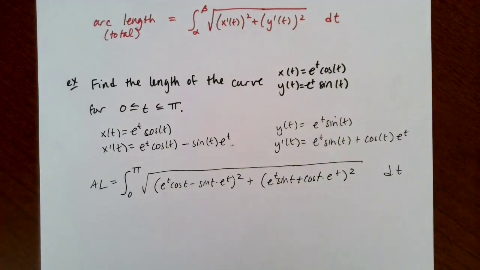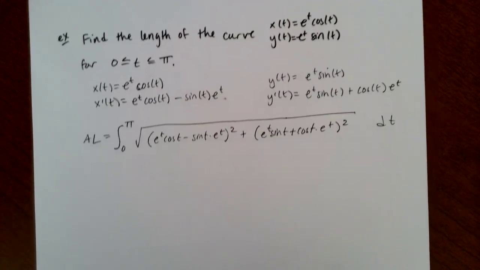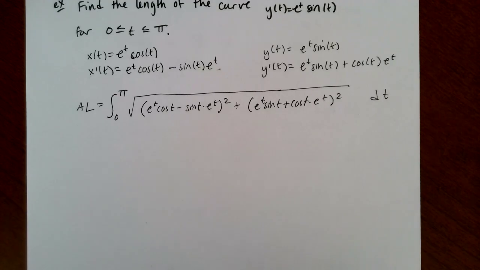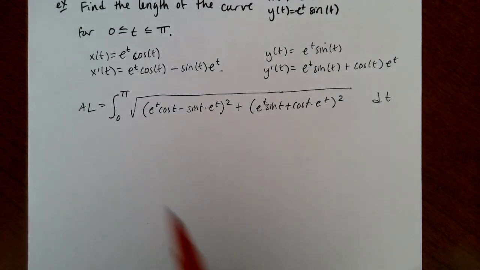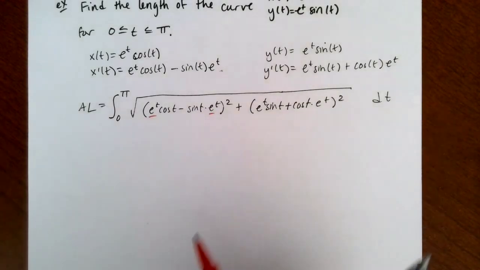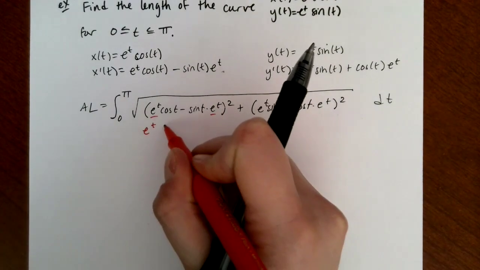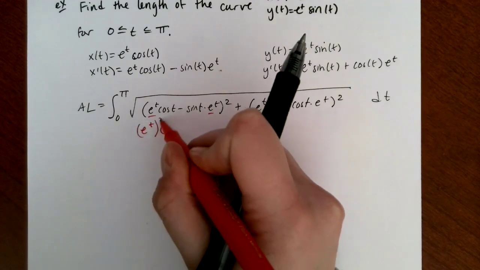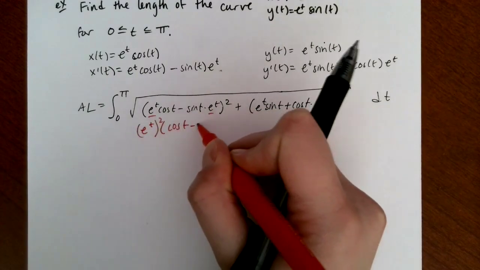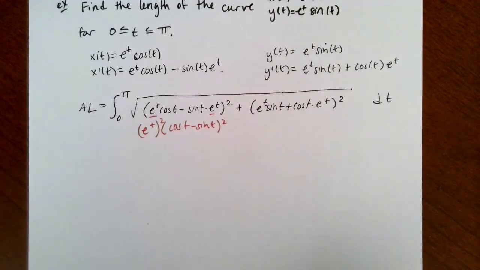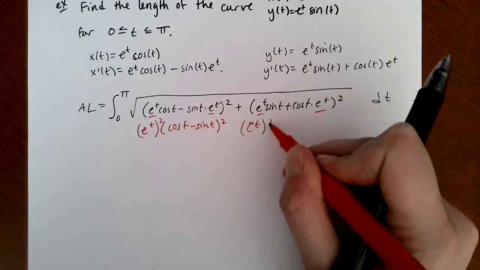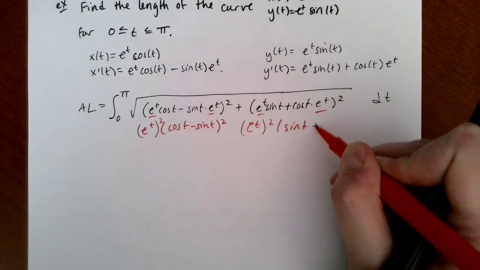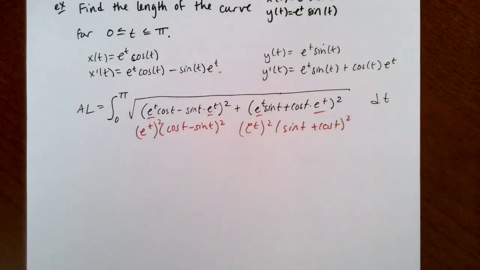dt. Okay, so now we need to start actually squaring things out and simplifying. Before I square anything out, I'm going to pull out these e to the t terms since they're everywhere. So this e to the t and this e to the t, I can think of this as e to the t squared times cosine minus sine squared. And then same thing here, we can pull out the e to the t and square it on its own, and we're left with sine plus cosine squared.